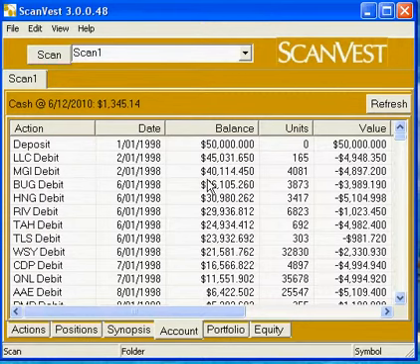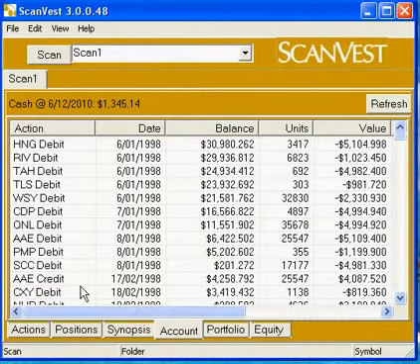All the debits are the purchase of the shares, and as we scroll down, you can see our first credit here is for AAE on the 17th of the 2nd 1998, when our account balance went from $200 up to about $4,259 when we sold our AAE shares. These shares were only bought on the 8th of the 1st 1998. So that is how to read your account.